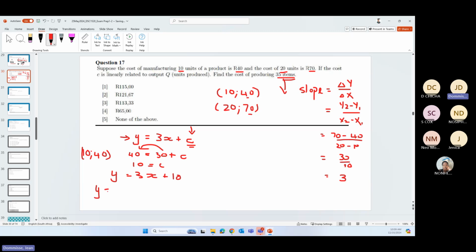So y is equal to 3 times 35 plus 10. So in the end, the cost of producing 35 items is 35 times 3, which is 105. 105 plus 10 gives us 115, which is option 1.